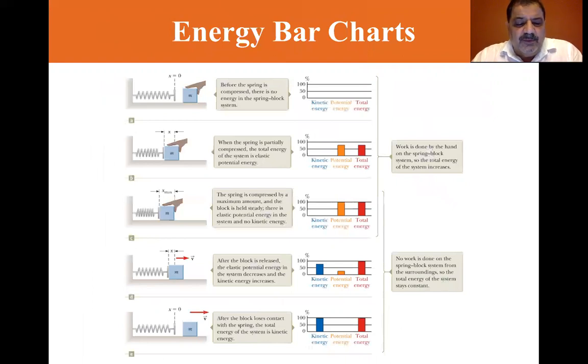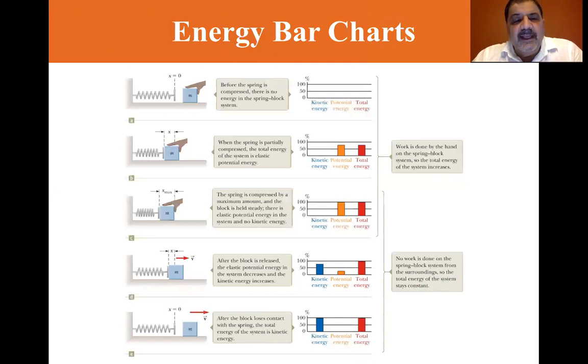This figure shows an energy bar chart. The vertical axis is the amount of energy of a given type in a system. The horizontal axis is the types of energy in the system. So the height of it is the amount. Positionally, it's the type of energy. So in figure A, the system contains zero energy because the spring is relaxed and the block is not moving.